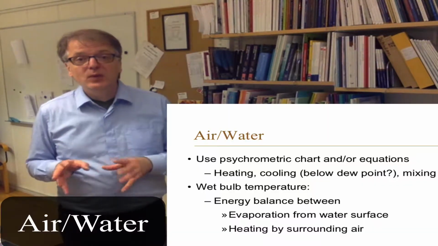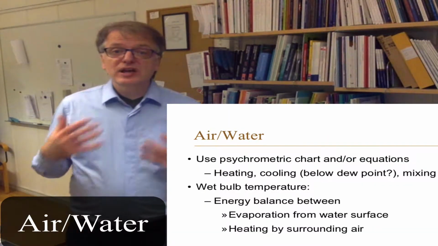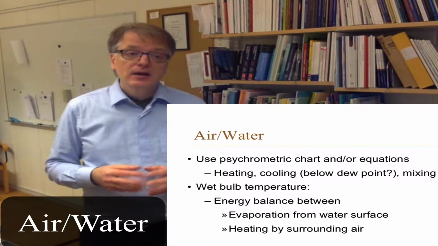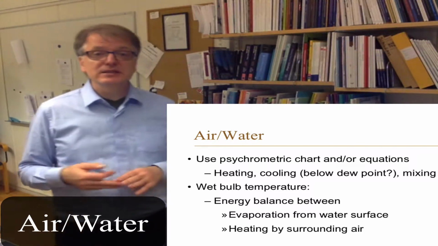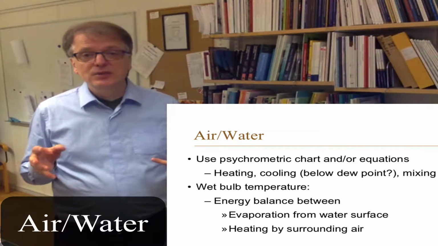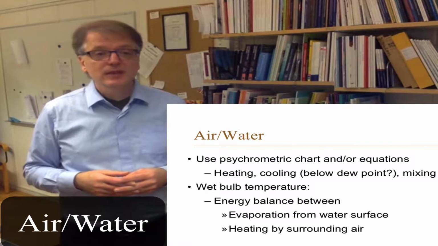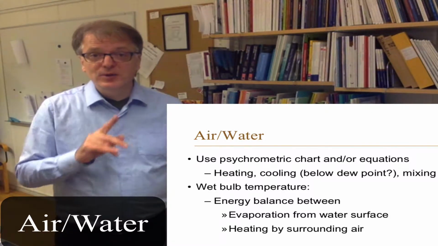So we started out my part with the air-water system, so moist air. We learned how to use the psychrometric chart, also called the Mollier diagram, with heating, cooling, cooling below dew point, mixing. And to do this, we needed to make mass balances and for some also energy balances. And the crucial thing was then the units. We will come back to that.